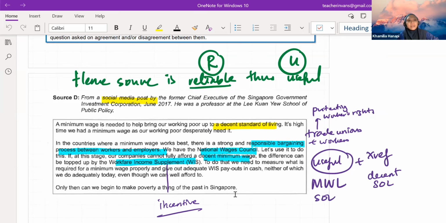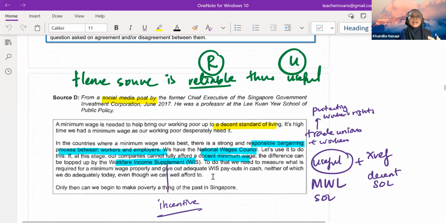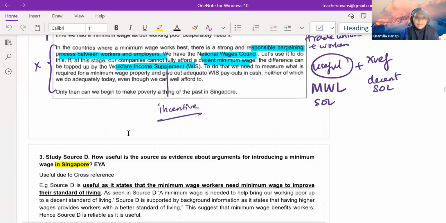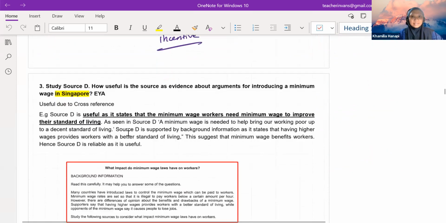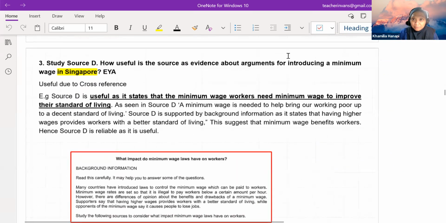Because the rest of the paragraph, if you look at starting from here to here, it doesn't really tell you anything about why it is useful. It just tells you about how to do it. Agree? All right. So only this part, the one in yellow, tells you why the argument is needed, why we need this minimum wage law. So it is useful because it states that a minimum wage is to improve the standard of living. That's what I said. This part, standard of living.